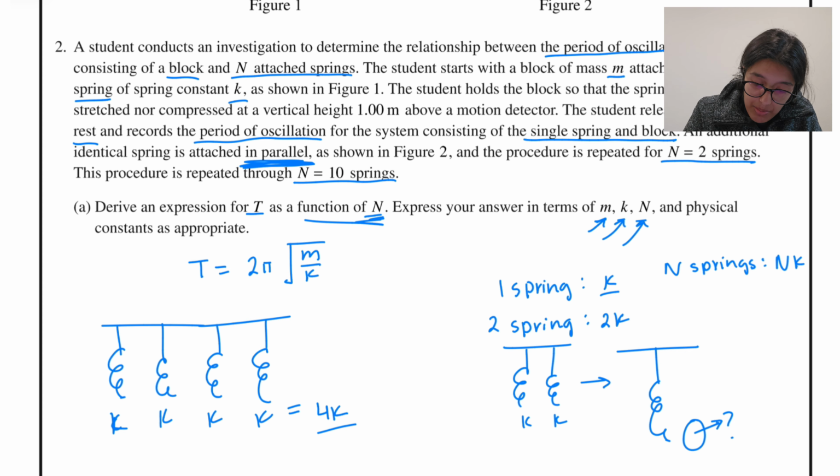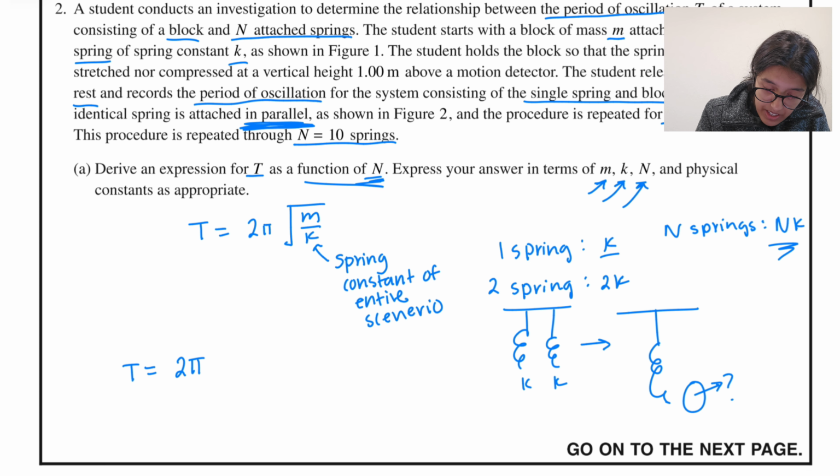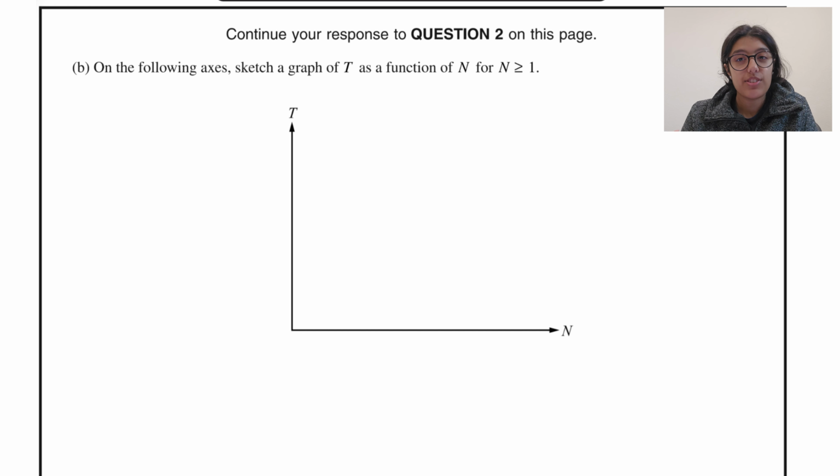So now we can actually replace this k, which is the spring constant of the entire scenario, with our nk. So it's going to be T is equal to 2 pi square root m, and then k we're going to replace for nk. And that is going to be our final answer. All right, now on to the second problem.